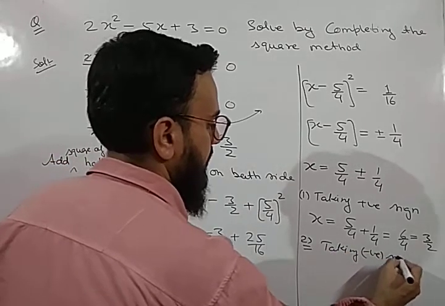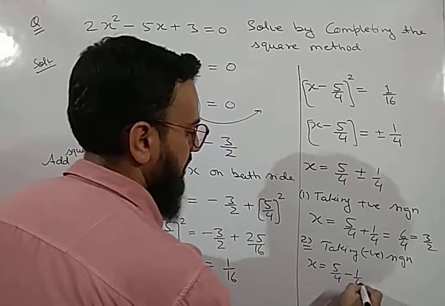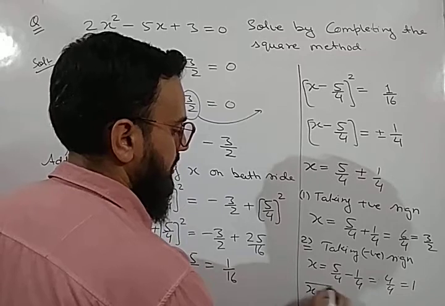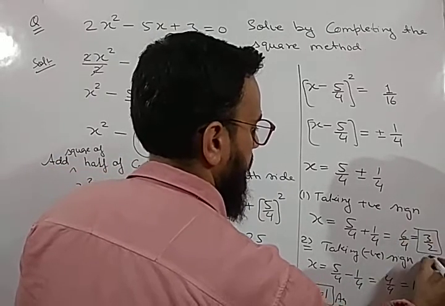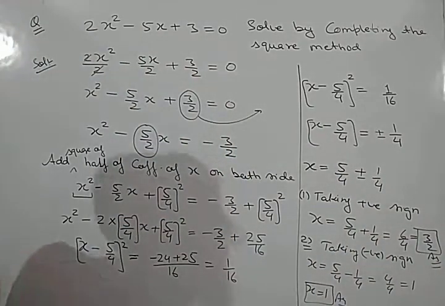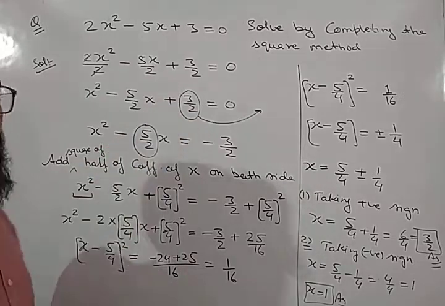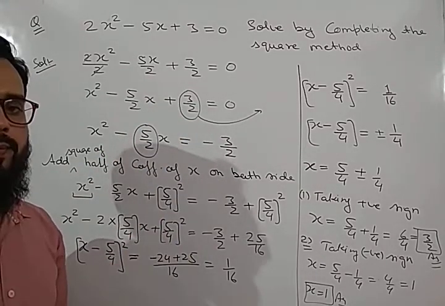Taking negative sign, we will get x is equal to 5 by 4 minus 1 by 4, which will be equal to 4 by 4, equals 1. So the second answer is x equal to 1 and the first answer is x is equal to 3 by 2. So we get both the answers, 3 by 2 and 1. In this way we can solve the question by making a perfect square, or the completing the square method.